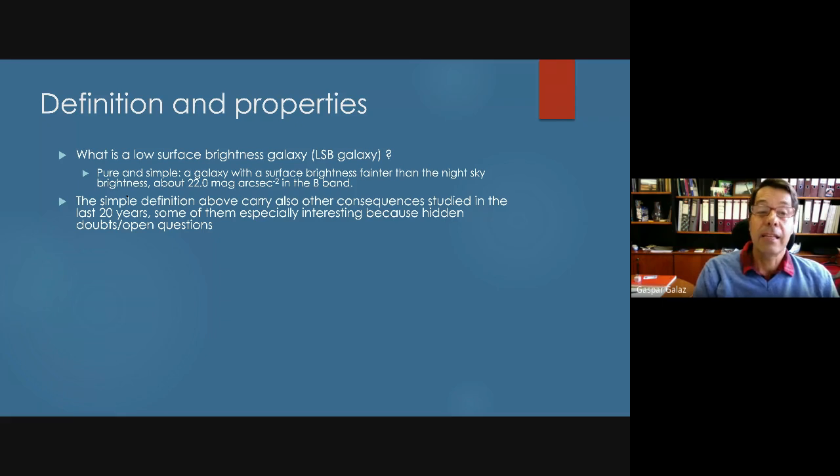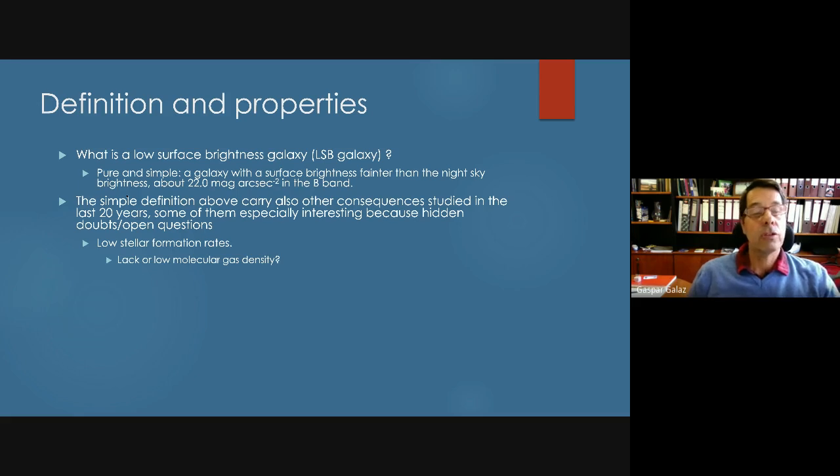Well, the simple definition that you see above, in fact, carries also other consequences, which have been studied in this field in the last 20 years. And some of them are especially interesting because they, in principle, can hide doubts and open questions in the context of galaxy formation and evolution. Some of them are the following. First, you will find low star formation rates in most of these galaxies, which in fact means in general that you lack, or have, a low molecular gas density, okay?